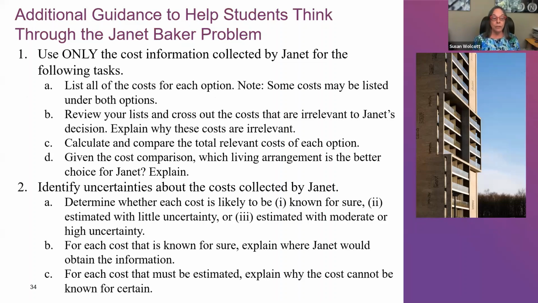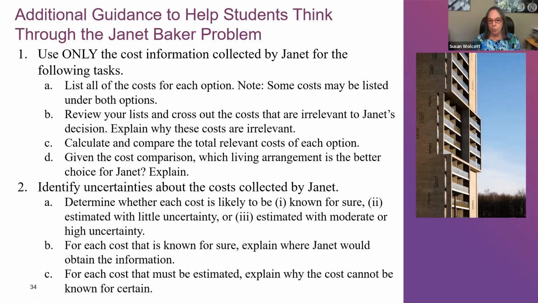And the first one is, okay, using only the cost information, list all the costs. Some of the costs might apply to one option versus the other. Some might be in both places, things like tuition isn't going to change and so on. And then I have them figure out what's relevant versus irrelevant. And that's a key skill.